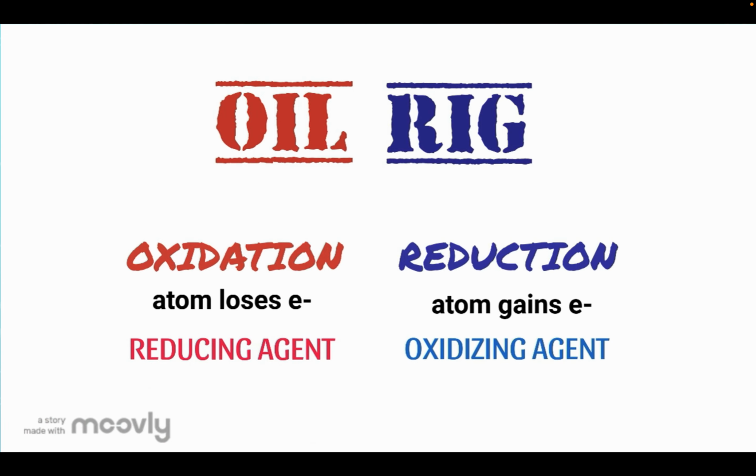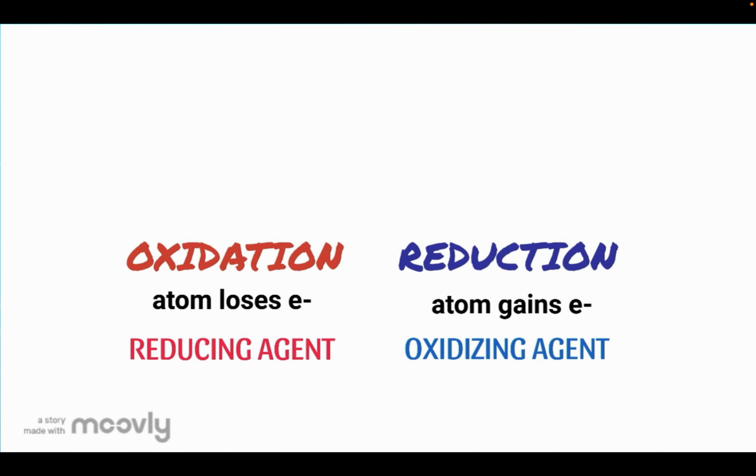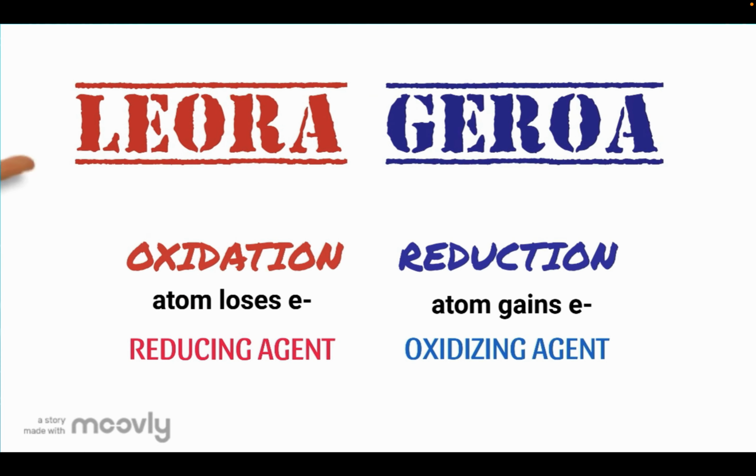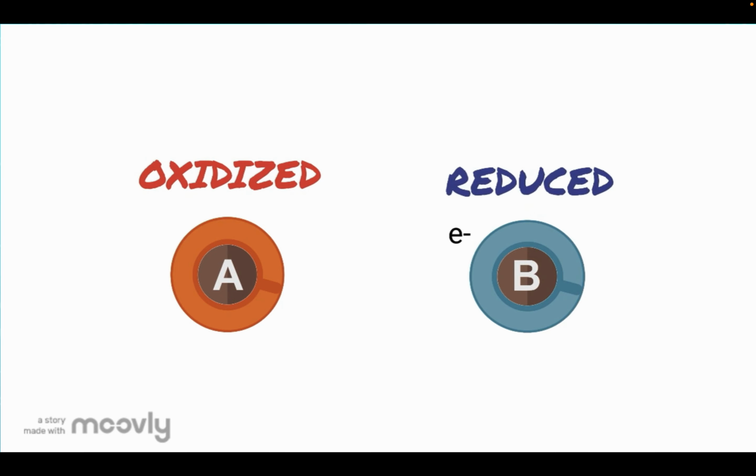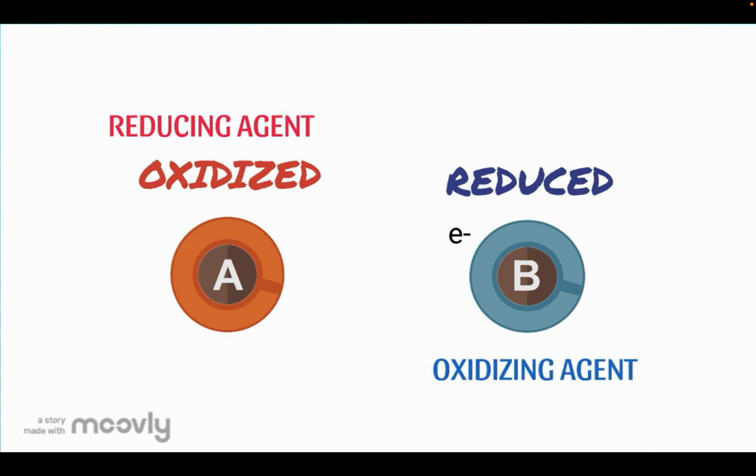So this might be confusing again, so remember the mnemonics Leora and Giroa. Losing electrons is oxidation, so it is a reducing agent, while gaining electrons is reduction, so it is an oxidizing agent. In this diagram, atom A loses electrons, while atom B is gaining that electron. So atom A is oxidized, while atom B is reduced. Therefore, atom A is a reducing agent, while atom B is an oxidizing agent.